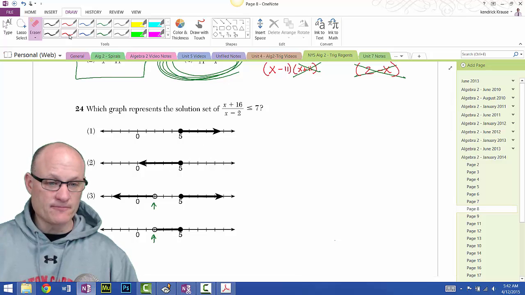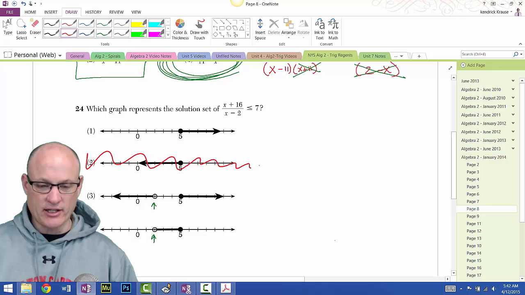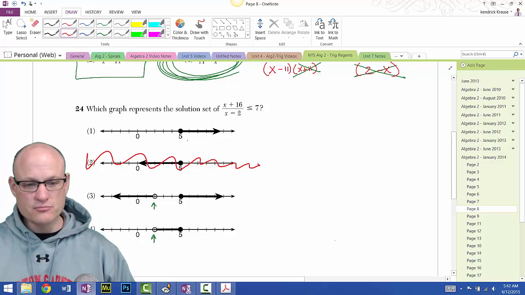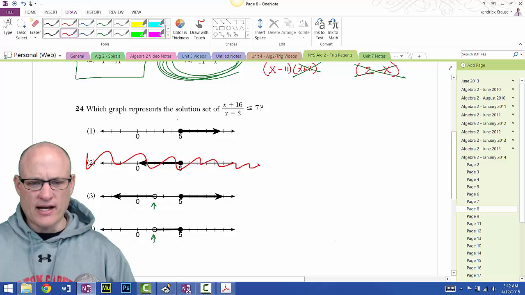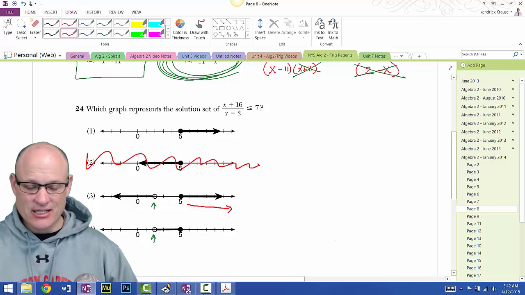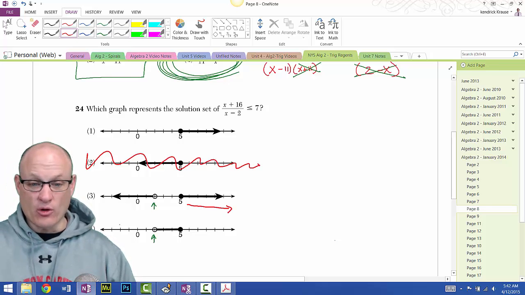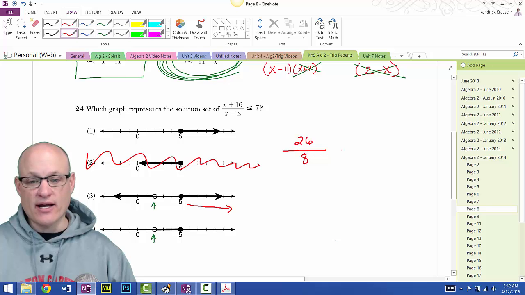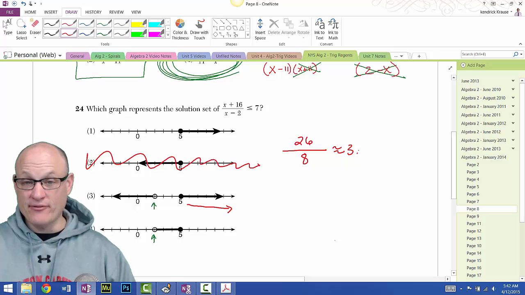I know it's not this answer, because this includes 2, and it can't include 2. This one doesn't include 2. But for some reason, they all include 5. I'm not really sure why, but I'm assuming 5 works. So if 5 works, then I got to check a number bigger than 5. So I'll check 10. If 10 works, then I can get rid of 4. So let's try 10. 10 plus 16 is 26, divided by 10 minus 2, which is 8. 26 divided by 8 is approximately 3 point something. Is that less than 7? Absolutely.